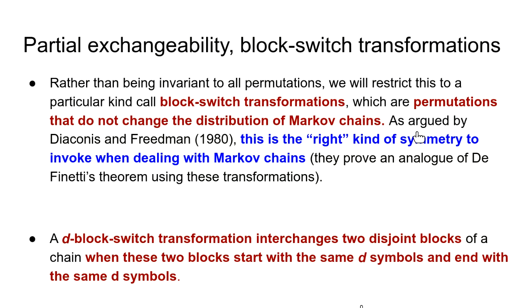All right, so how do those block switch transformations work? Basically, if we have a Markov chain of order D, yes, D is the order of the Markov chain, I should have written that, then a block switch transformation will switch two blocks if and only if they start and end with the same D symbols. All right, so that's a bit of a mouthful.